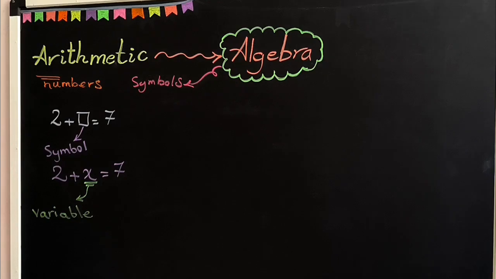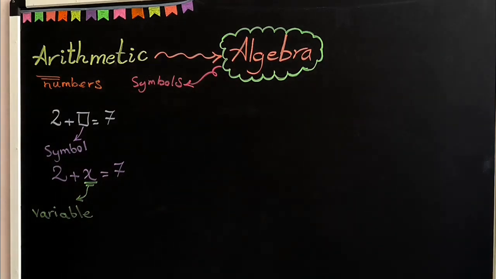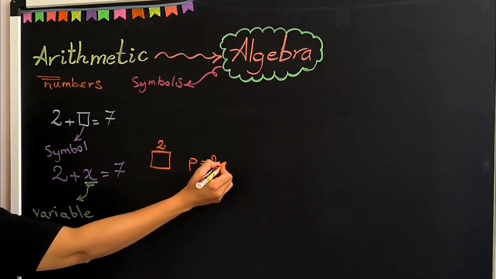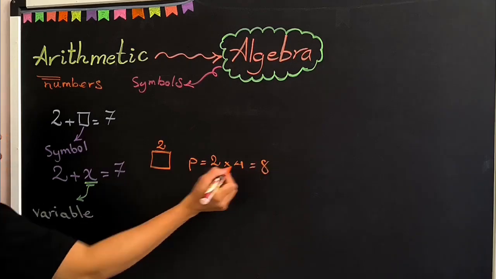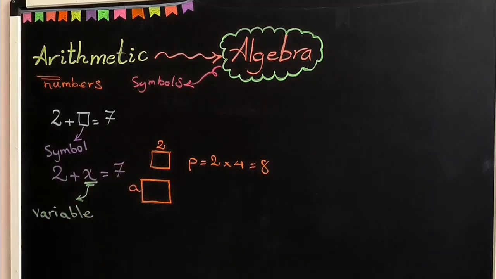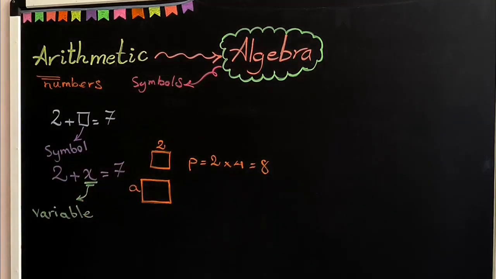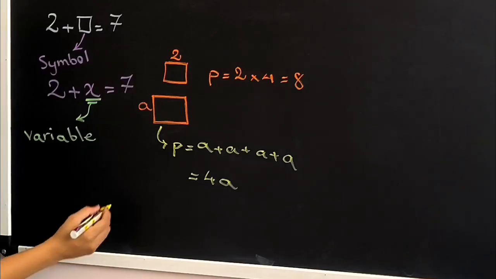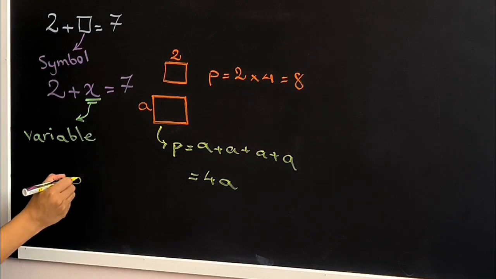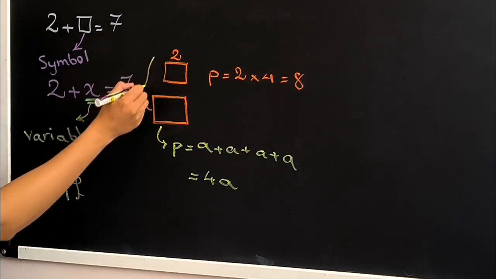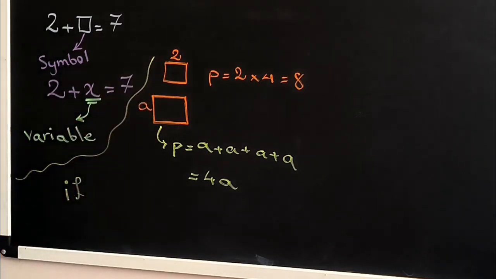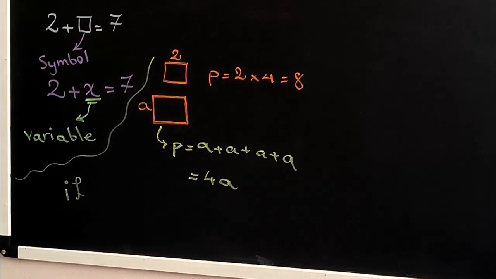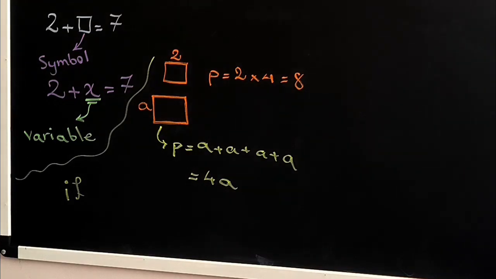Let's try another example with a square. If the side of the square is 2, then the perimeter is 2 times 4 equals 8. But if we don't know the side length and we call it a, then the perimeter is a plus a plus a plus a equals 4a. And that is algebra. Algebra means using letters to stand for unknown numbers, and then, by applying mathematical rules, we can figure out what those numbers really are.